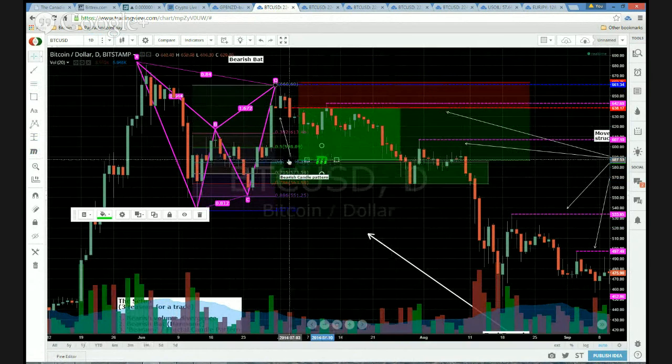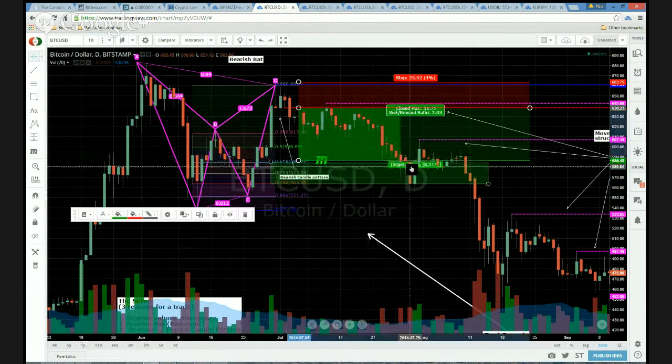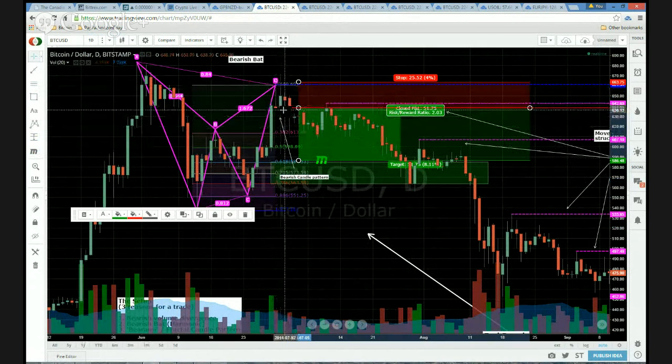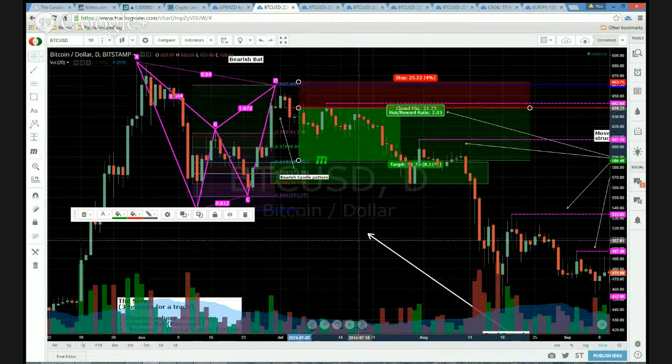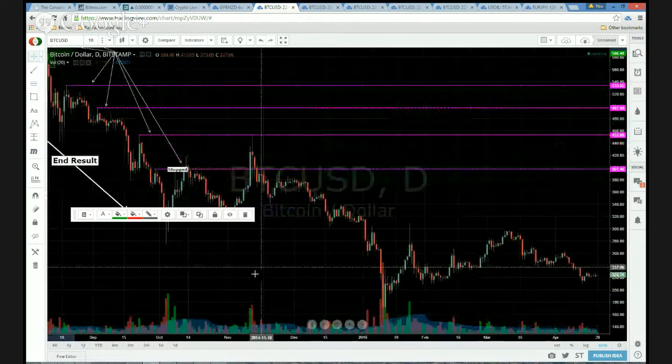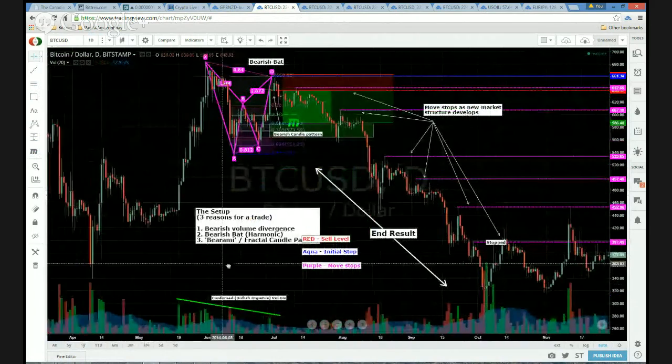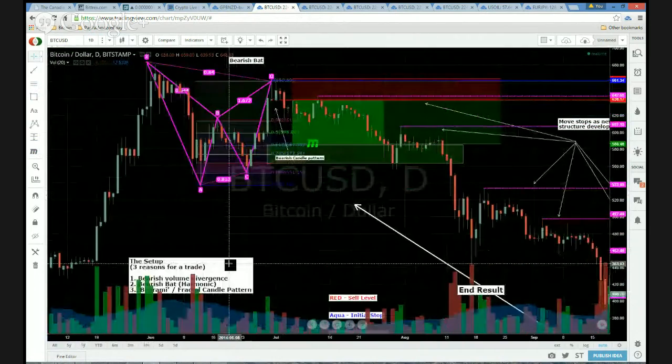And what a coincidence, 61.8 just so happens to line up with our 2-to-1. Right. So had you taken this bearish candle pattern off of the harmonic, off of the bear volume divergence, i.e. 3 legitimate reasons to take a trade, oops, let's go back, right? Then this actually worked out quite nicely.